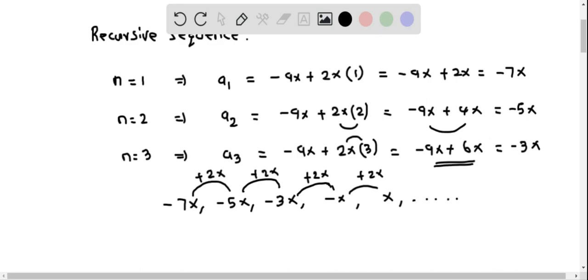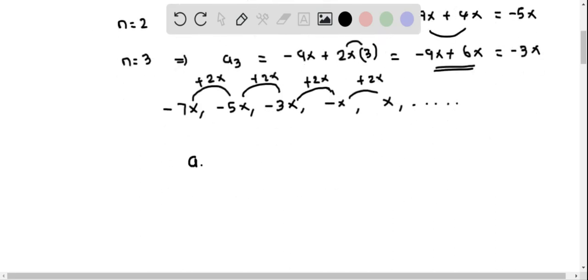So here we see that a1 equals negative 7x, and this is part of the recursive sequence. We have to mention a1, and we can also write down the nth term, and this is in terms of the previous term of this sequence. So we can write this as a sub n minus 1, which represents the previous term to the nth term, plus 2x, because every time we have to find the next term of the sequence, we basically add 2x to the previous term.